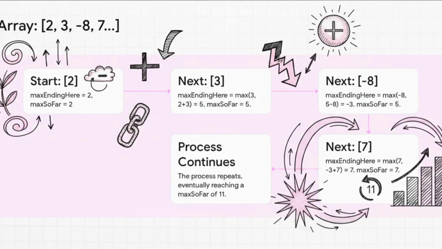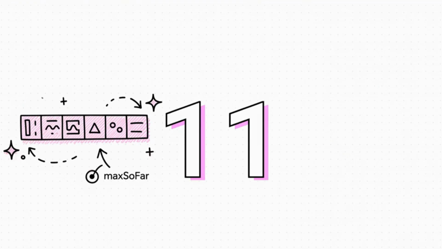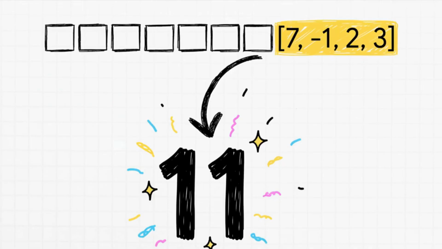From here, the process just keeps on rolling. And after that one single pass, after looking at every number just once, our maxSoFar variable is holding the final answer. And that answer is 11. And where did that 11 come from? Well, it corresponds to the subarray that began right when we made that crucial start fresh decision at the number 7. The winning streak is 7, -1, 2, and 3.